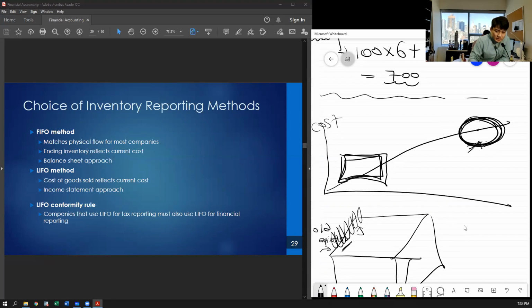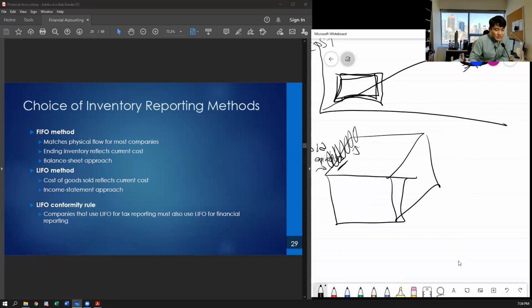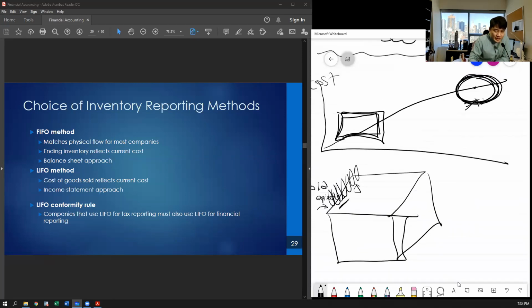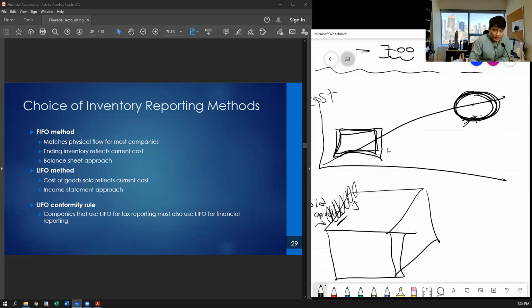Now I explained this previously. What's the advantage of using FIFO? What's the advantage of using LIFO? Assuming that the cost of inventory is increasing throughout the period, if the company adopts LIFO, as you can see right here, that means you have a higher cost of goods sold. Now that translates to lower net income.